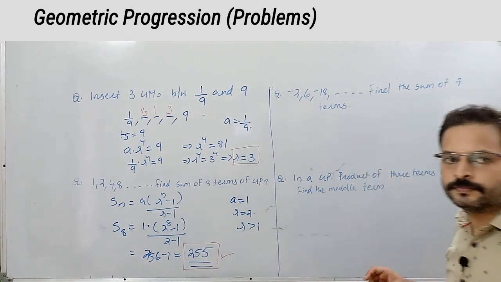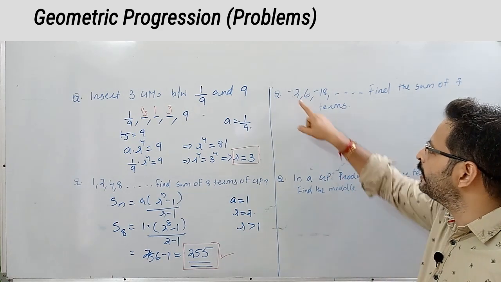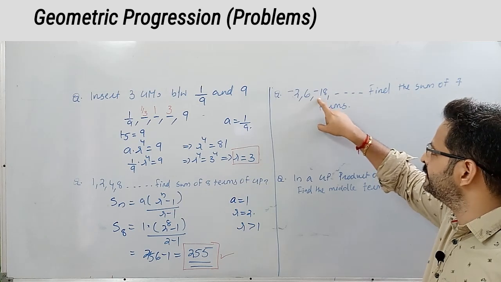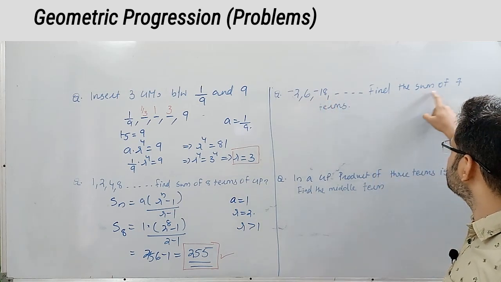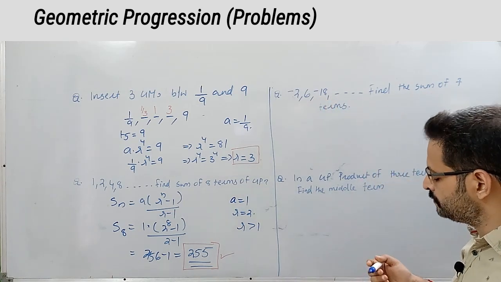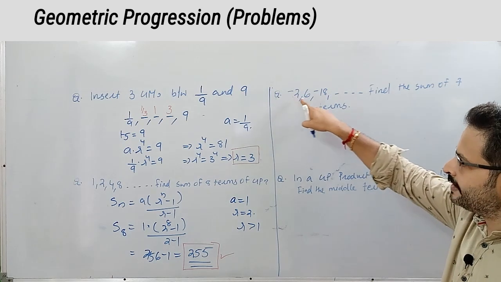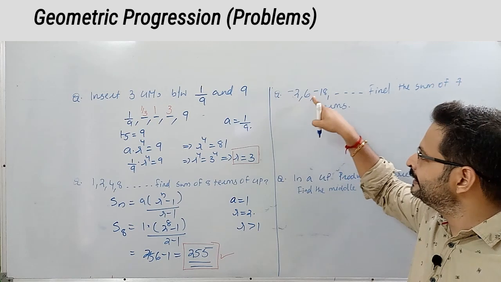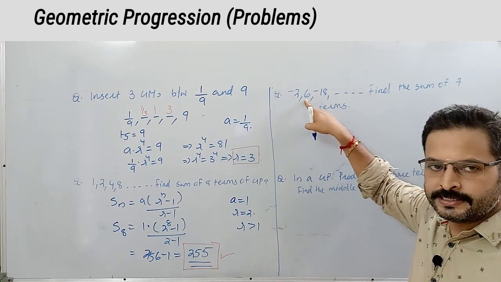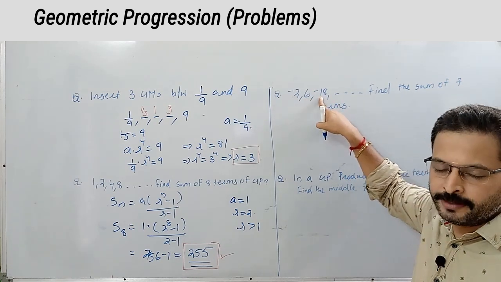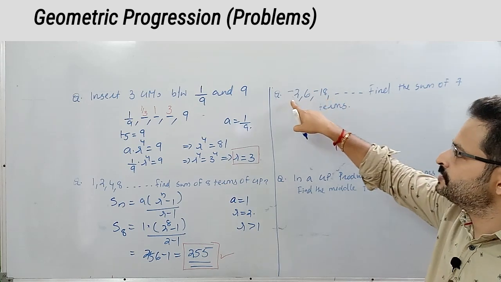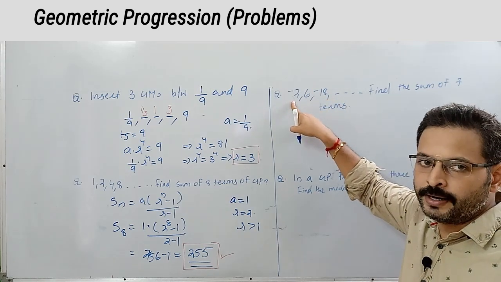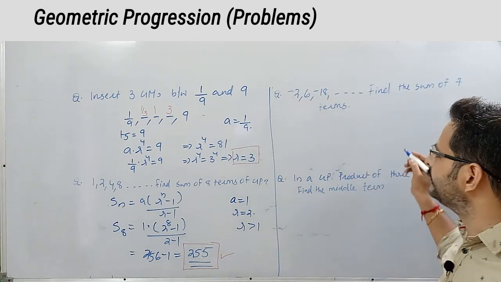Now the next question: minus 2, then 6, then minus 18, etc. Find the sum of 7 terms. Okay, first of all, first term is minus 2, second term is plus 6. That means minus 2 into minus 3 we will get plus 6, then plus 6 into minus 3 we will get minus 18. That means it is a GP. Its first term is minus 2 and common ratio is minus 3.